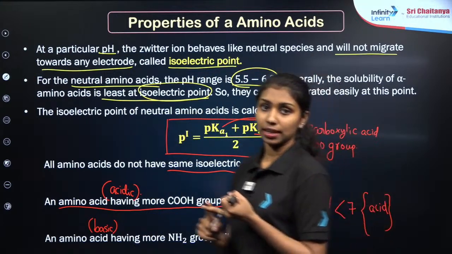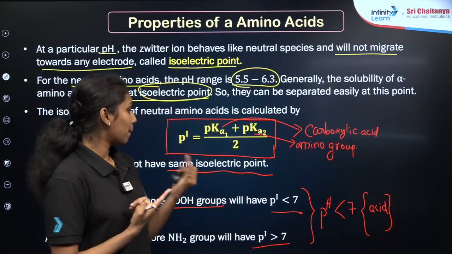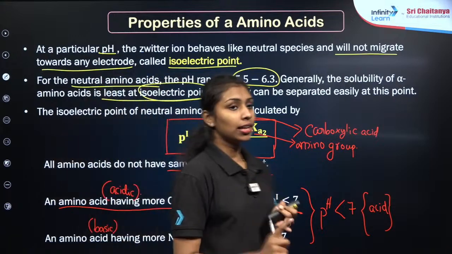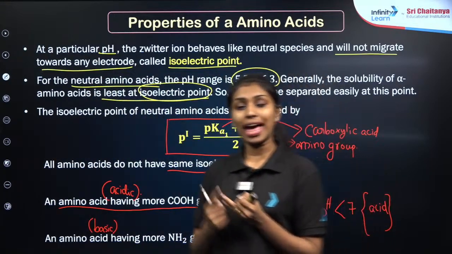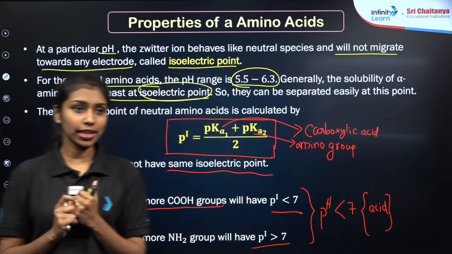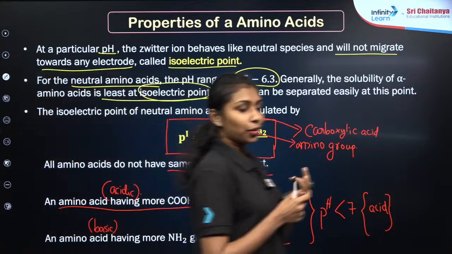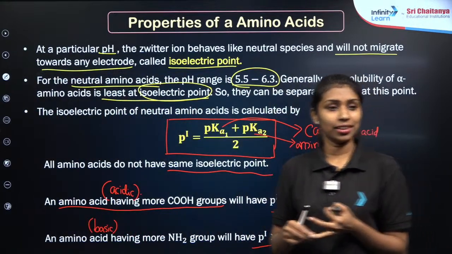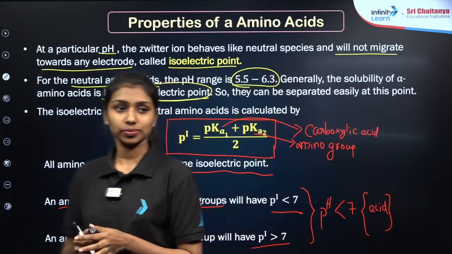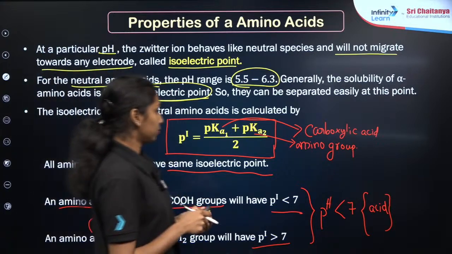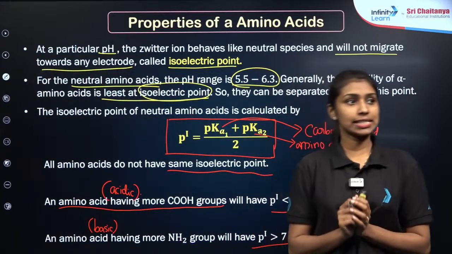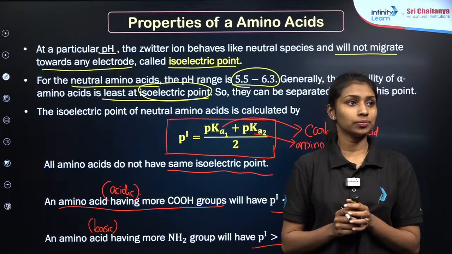Then similarly for basic amino acids, what do you mean by base? A base has pH greater than 7, right? Similarly, the isoelectric point also has a value more than 7. Clear? Yes, Chirag, you are correct. Is that clear? Just let me know.